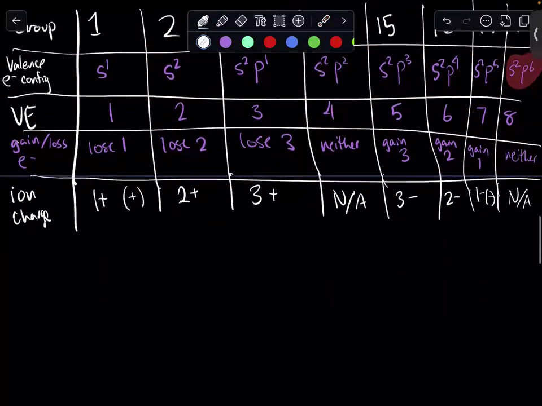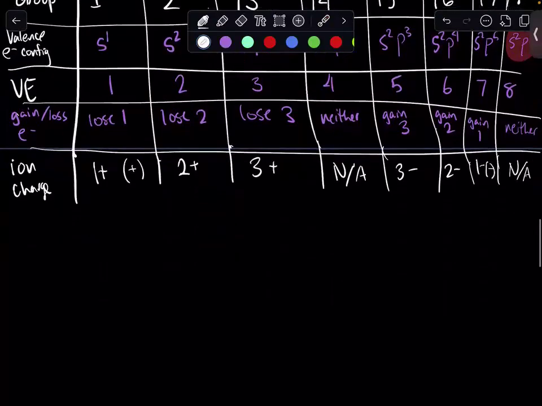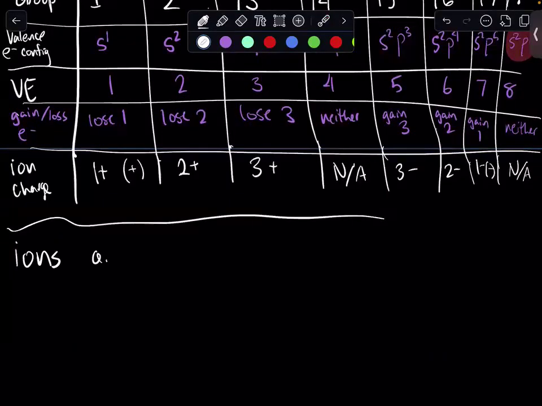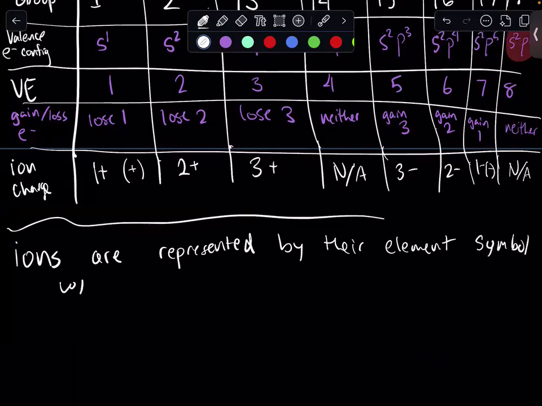Something we need to go over before we move further and finish this section off is how do we talk about these? How do we represent them? Ions are represented by their element symbol with their charge as a superscript. That's kind of like where you put squared when you're doing mathematical equations, like x squared or y squared.